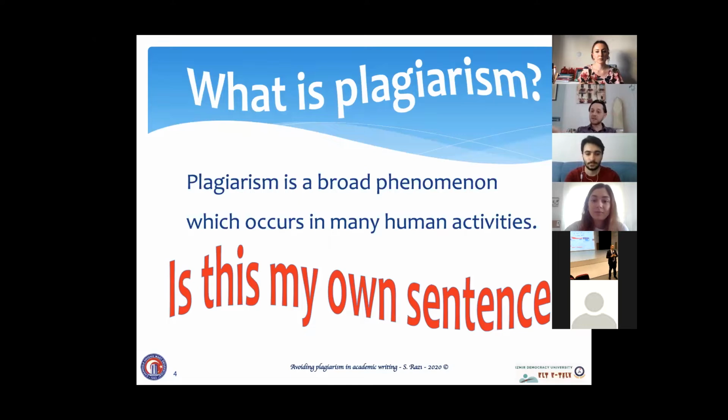If you're writing this sentence, is this my own sentence? That is the key question. If you're assigned a paper, then it is the question that you should ask yourself after writing each sentence. I have a sentence here. Is this my own sentence? What happens if not?